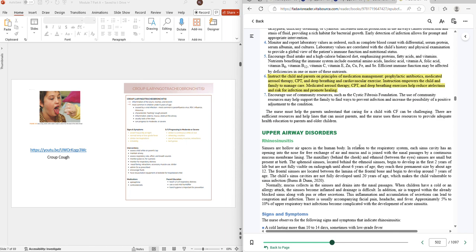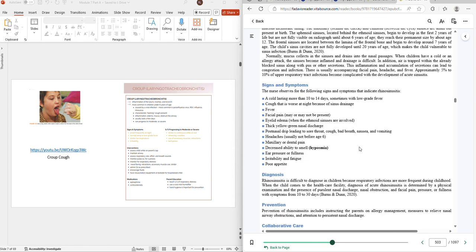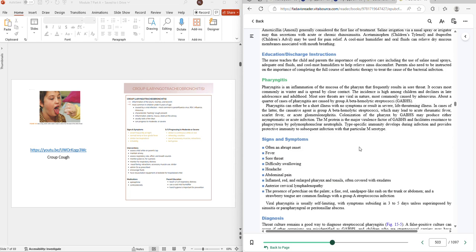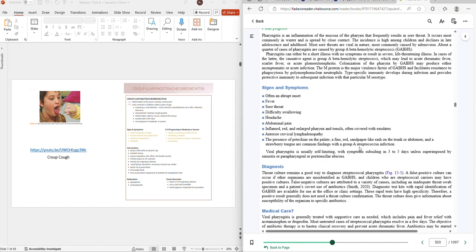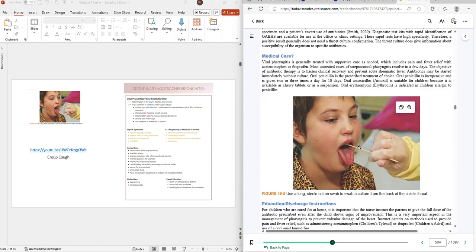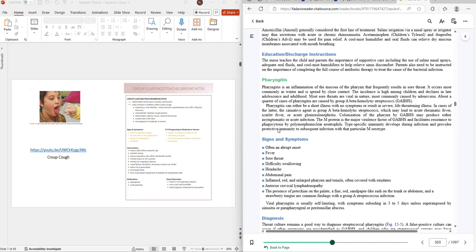Then upper airway disorders, rhinosinusitis is mentioned in your book. Make sure you read through that. And then pharyngitis is also mentioned. For pharyngitis, let's talk a little bit about that. This is the mucosa, inflammation of the mucosa in the pharynx, okay? Pharyngitis, obviously inflammation is the itis part, right?